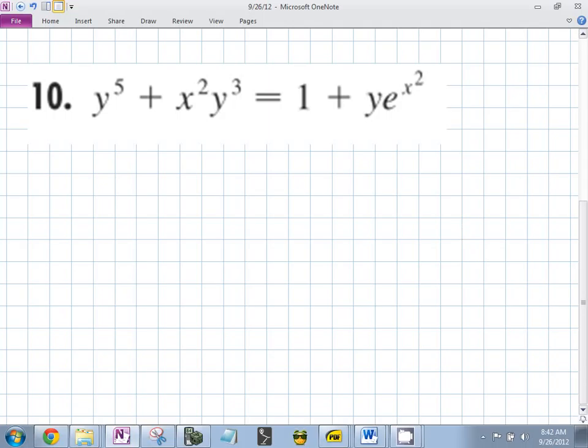So what method of differentiation are we using? Implicit differentiation. So let's do it. If you're implicitly differentiating, what's the derivative going to be of y to the fifth?